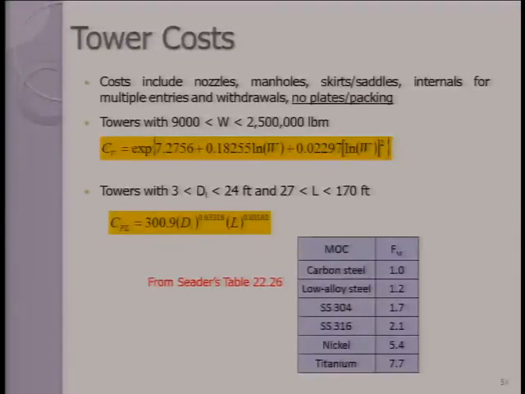Okay, so this is the correlation that you can use for a tower. The one that I showed earlier is for a vessel, horizontal or vertical. So the difference will be the cost of the internals for the multiple entries. Okay, and this is the correction factors for the different materials.